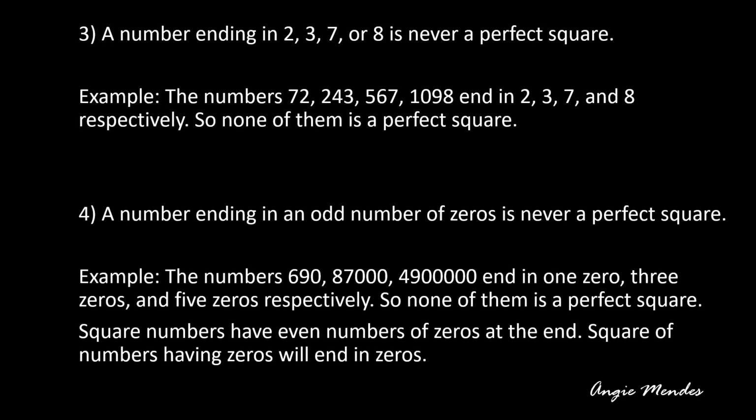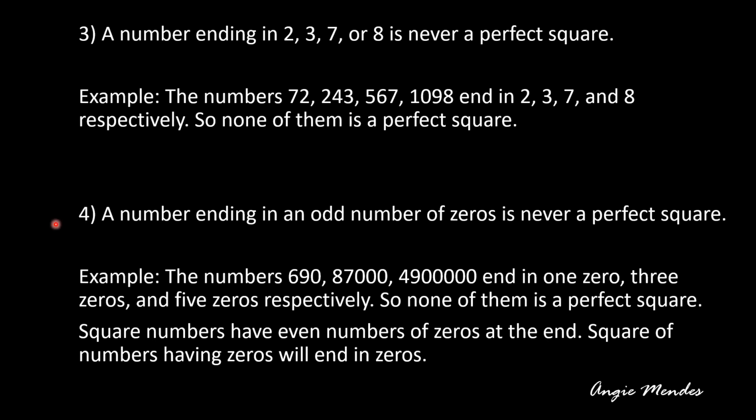So let's look at the next property. A number ending in 2, 3, 7 or 8 is never a perfect square. So you have to look at the digit in the units place. If the digit in the units place is 2, 3, 7 or 8, then you know for sure that this number is not a perfect square. So these are a few examples of numbers listed here. The numbers 72, 243, 567, 1098, they end in 2, 3, 7 and 8. So these are not perfect squares.